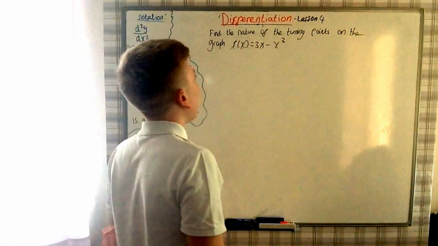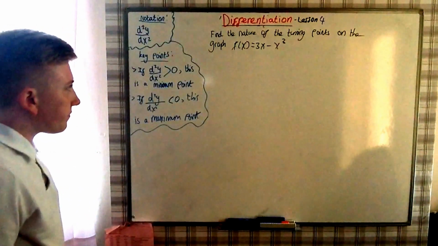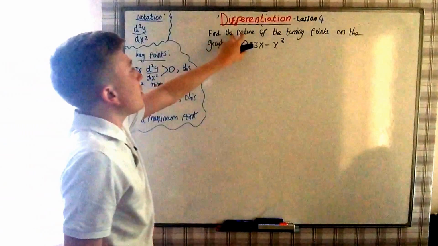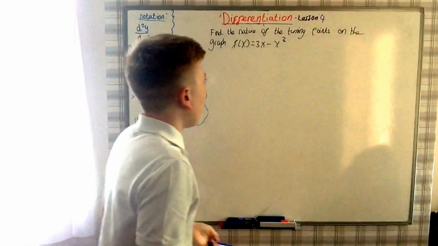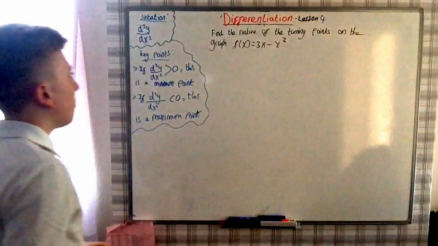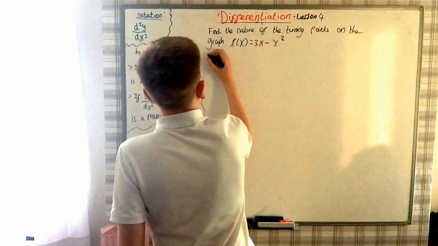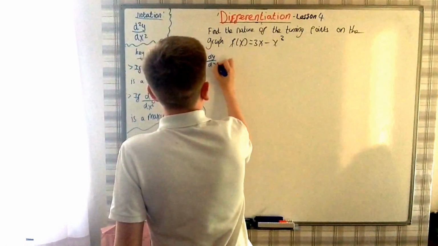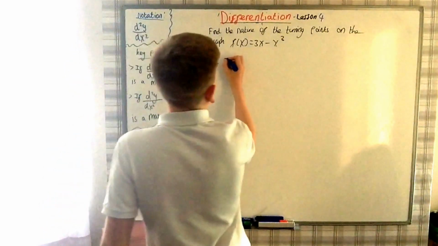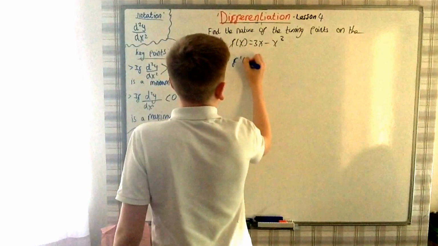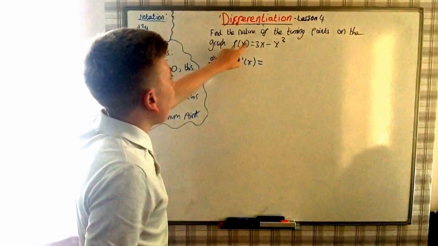The question is, find the nature of the turning points on the graph f of x equals 3x minus x cubed. Now when it says find the nature, all that means is say whether it's a maximum point or a minimum point. Which of course means first we've got to find the stationary points. So the first thing we do is dy over dx. But another way to show that that's what we're doing is to write it as f dash of x equals. All that means is that we're finding the first derivative of this function.